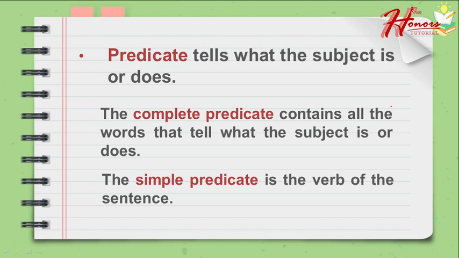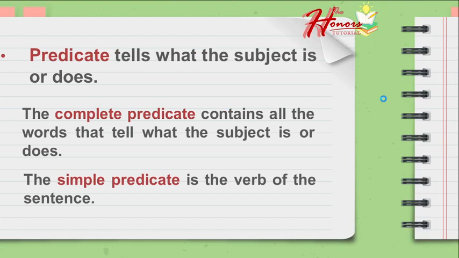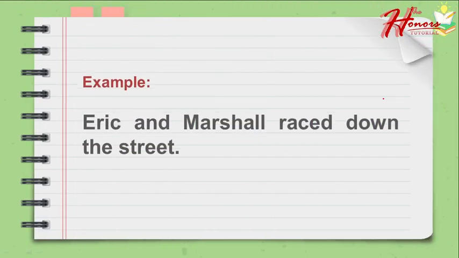And when we say simple predicate, it is the verb of the sentence. For example, Eric and Marshall raced down the street. So here in this sentence, we are looking for the predicate. Okay, so again, when we say predicate, it tells what the subject is doing. So since the subject is Eric and Marshall, what are they doing in the sentence? They raced down the street. So since raced down the street tells something about what Eric and Marshall are doing, this is our complete predicate.